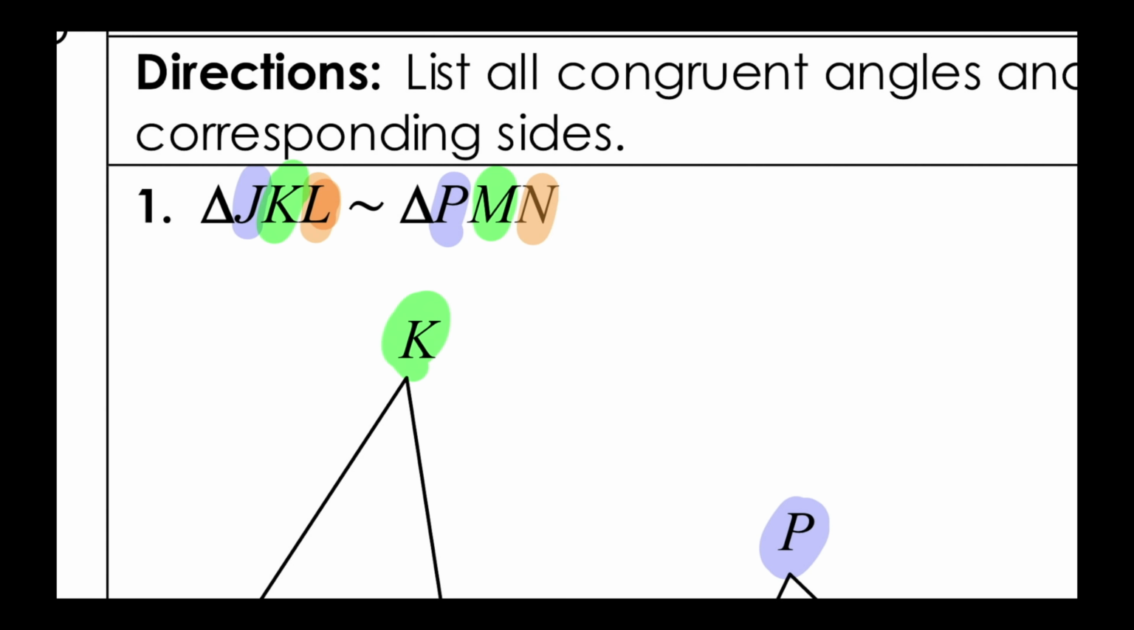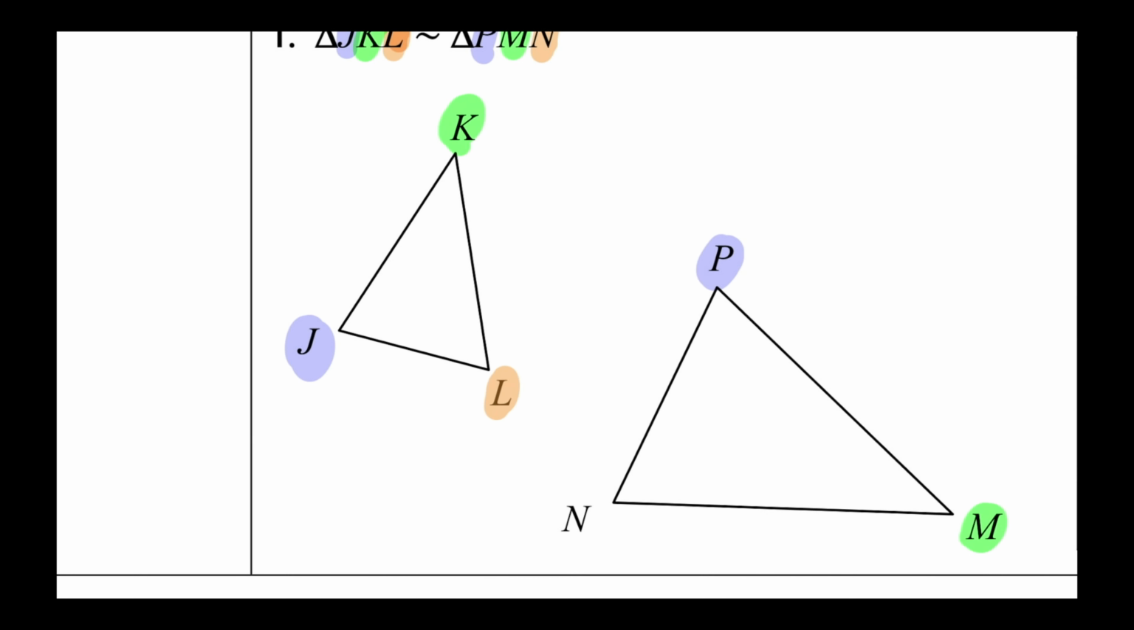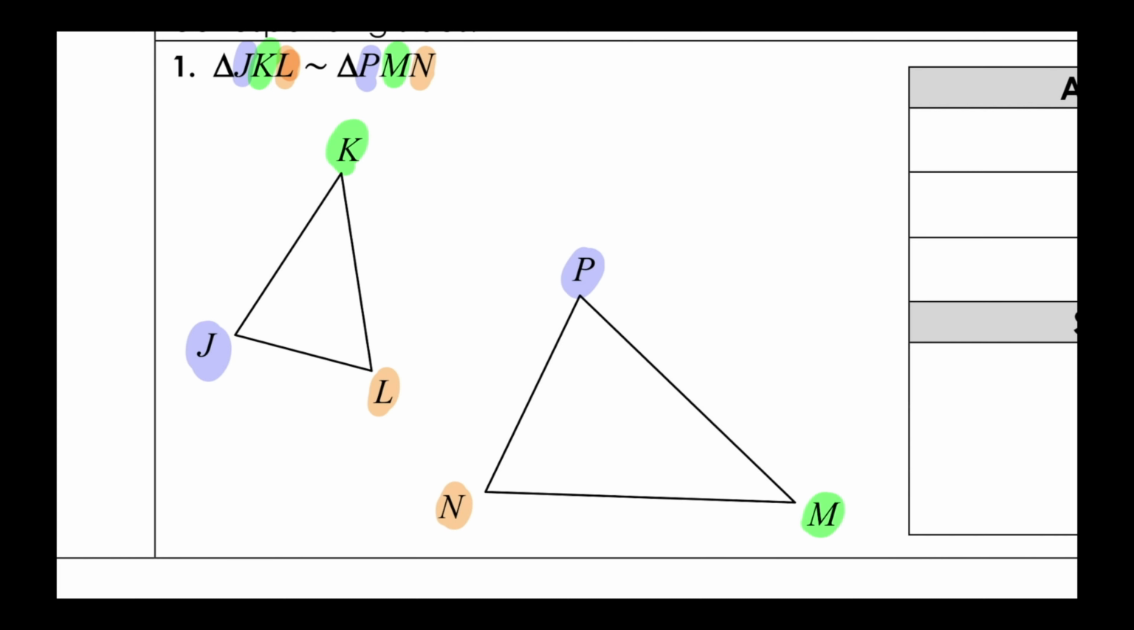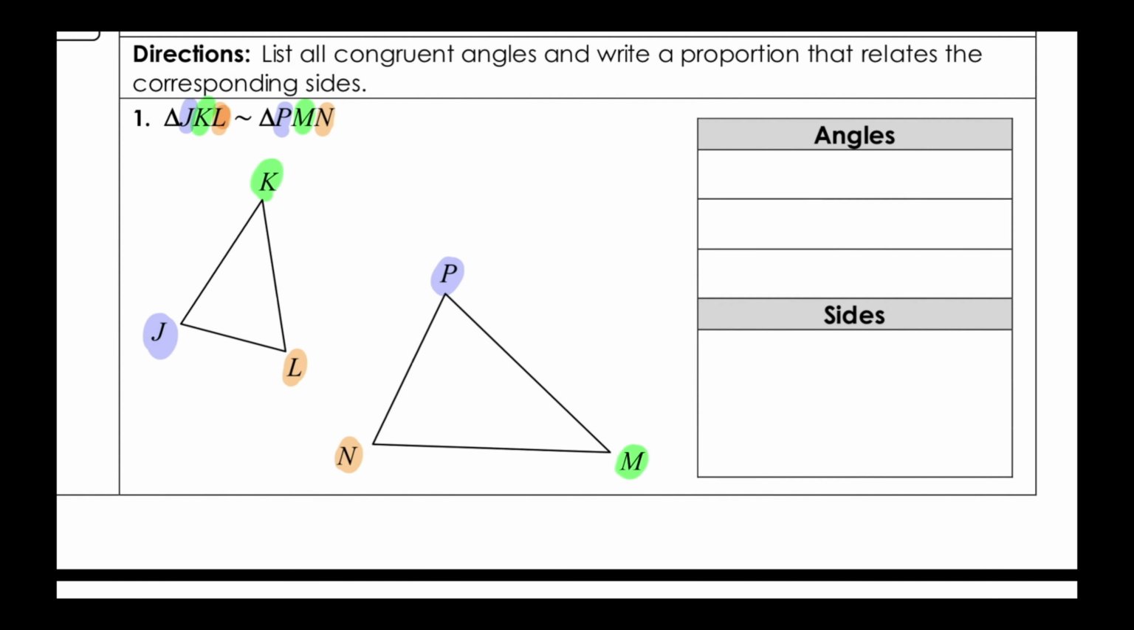L is third, N is third, so L and N are matching parts. So there you go. Now I have it color-coded. I have the picture color-coded, so now I know what matches with what. So now I can, over here in the table, write my angles.